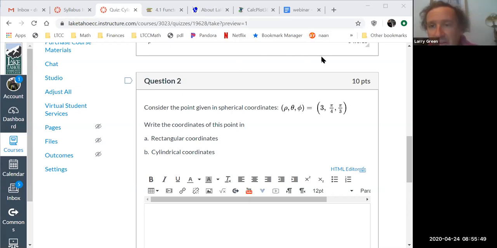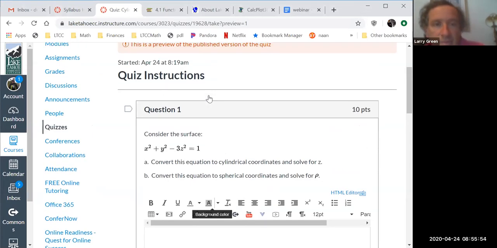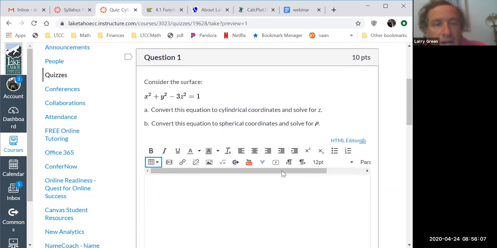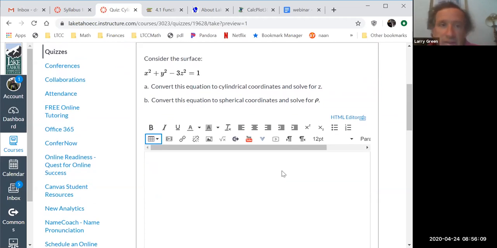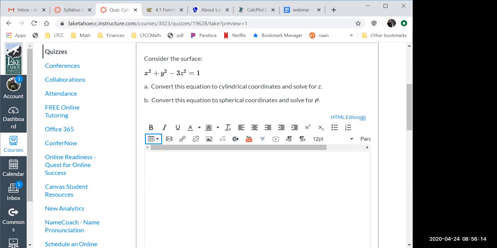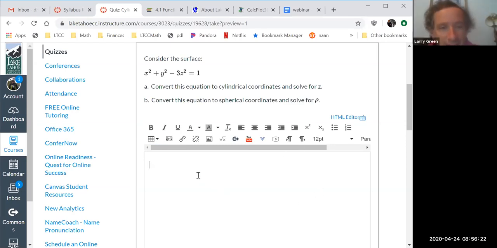Okay, so the first question is, consider the surface, x squared plus y squared minus 3z squared equals 1. Convert this equation to cylindrical coordinates and solve for z. What makes this easy for cylindrical coordinates? X squared plus y squared. Yeah, the x squared plus y squared, you just hope for that. Okay, I tried to make this not such a horrible problem.